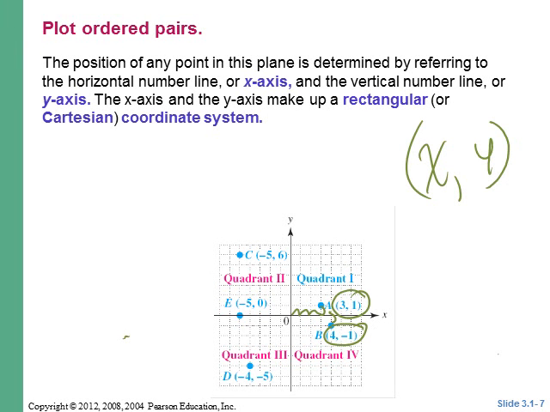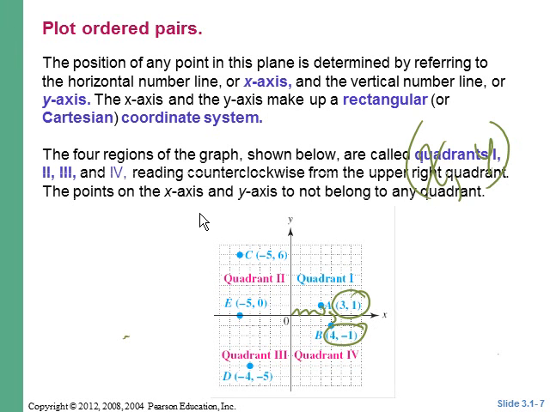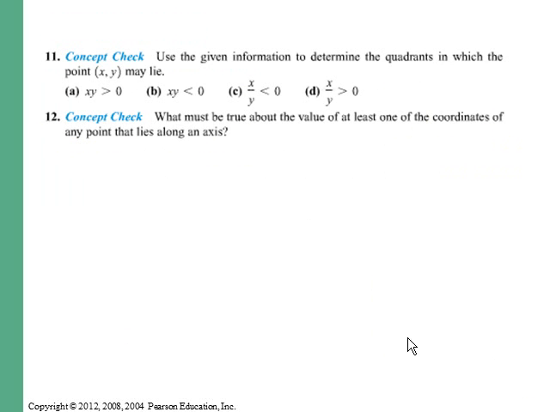The other thing that you'll notice is in this graph, we've got quadrant 1, 2, 3, and 4. The points on the x and y axis are not actually in any quadrant. Are you ready? Let's go on. You do these questions, and when you're ready, press play, and I'll show you how I did them.